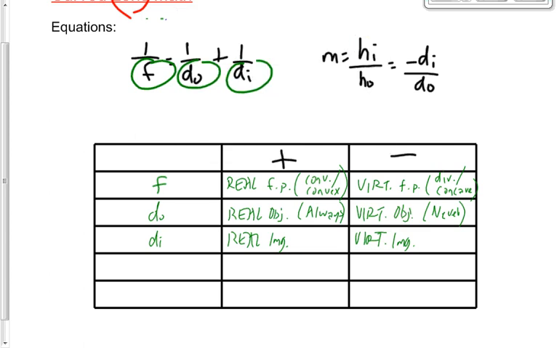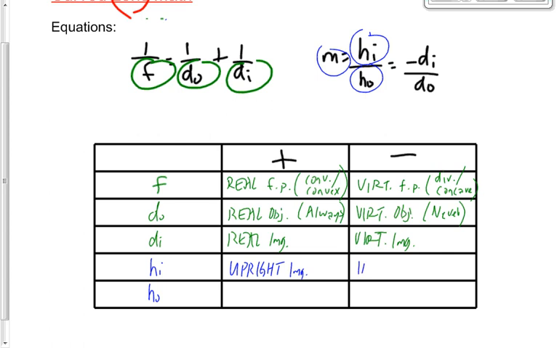What about HI, HO, and M? The green ones here are all positive if they're real. The blue ones are positive if they're, what is it? Nope. They're not virtual. The blue ones are positive if they're upright. Good. If you have an upright image, then we're going to say that HI is positive.